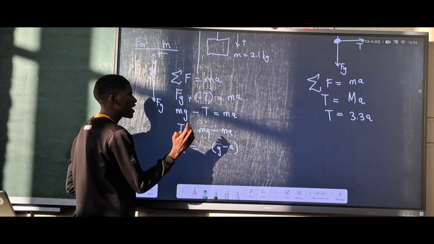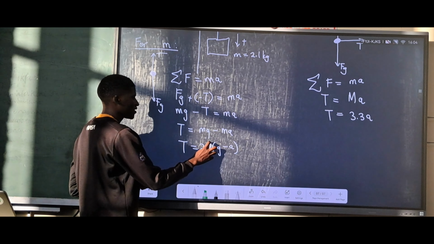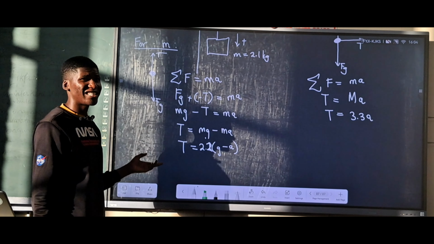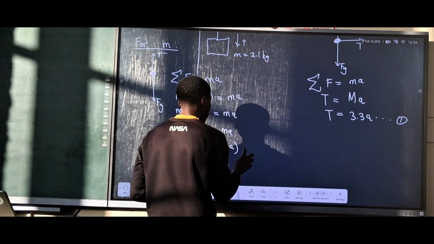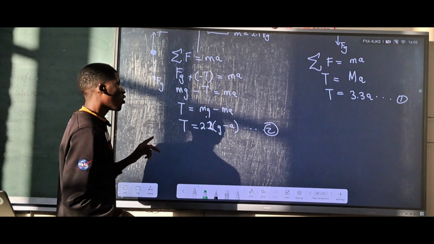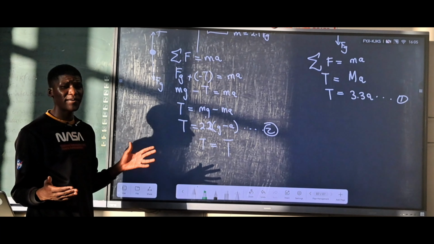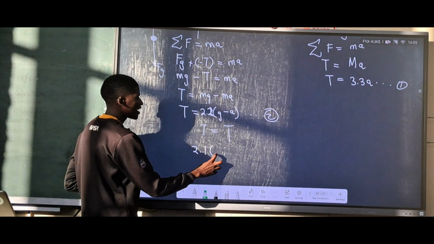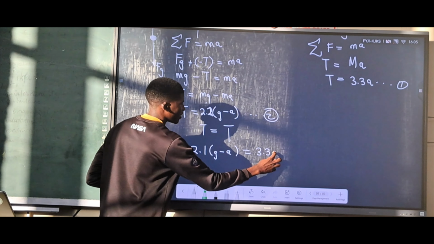And substituting what we have for m. What is m? 2.1. So this is going to be 2.1. So equate your tension so that you can find the acceleration. We have equation 1 for tension here. We have equation 2 for tension. Here, the tension is the same as the tension there, because remember, we're using the same rope. So there's no difference in tension. So 2.1 times g minus a is the same as 3.3a.